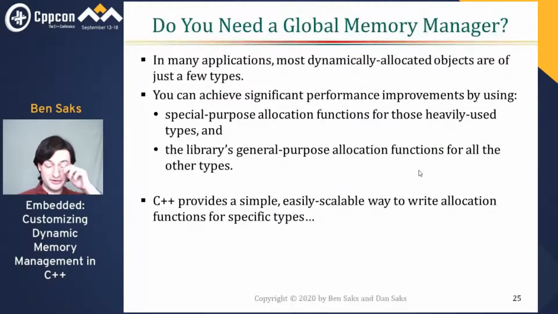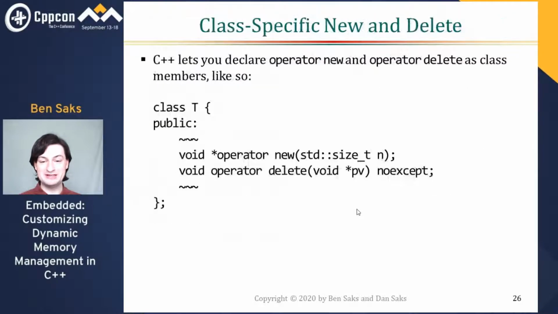It turns out there's actually a really nice, simple way in C++ to replace the new and delete for specific types without doing anything to affect how new and delete work for other types. You can declare new and delete as members of a class like this.